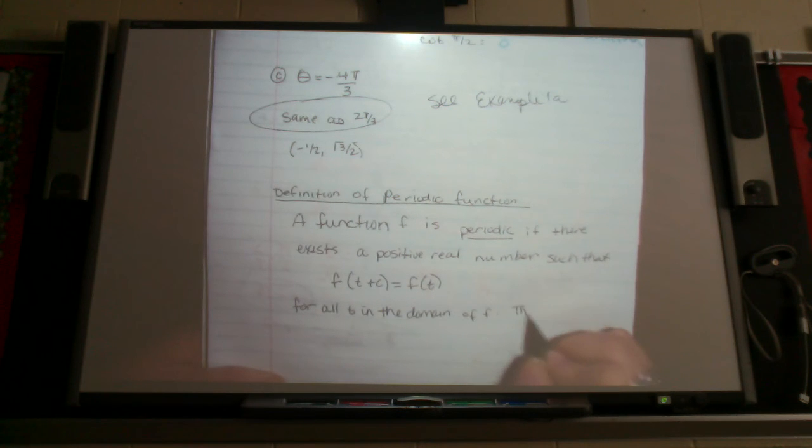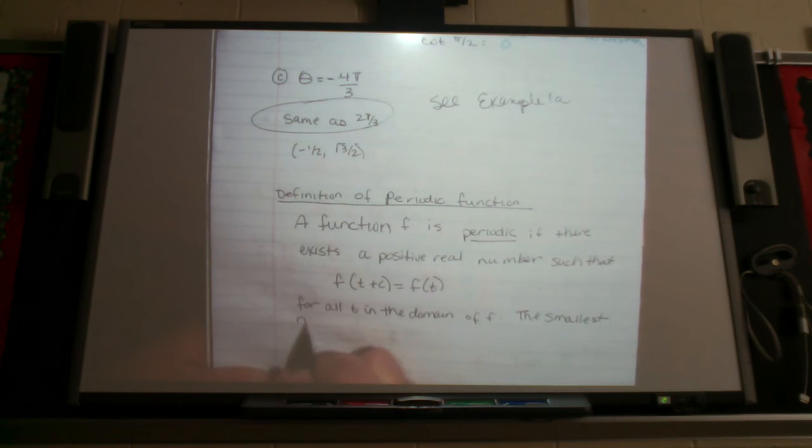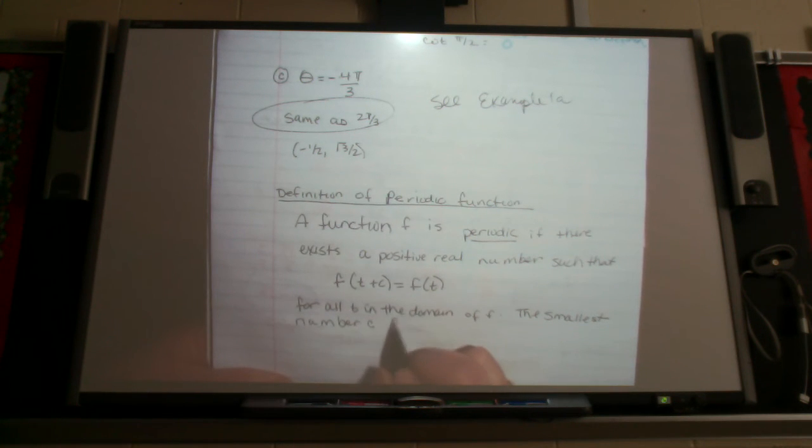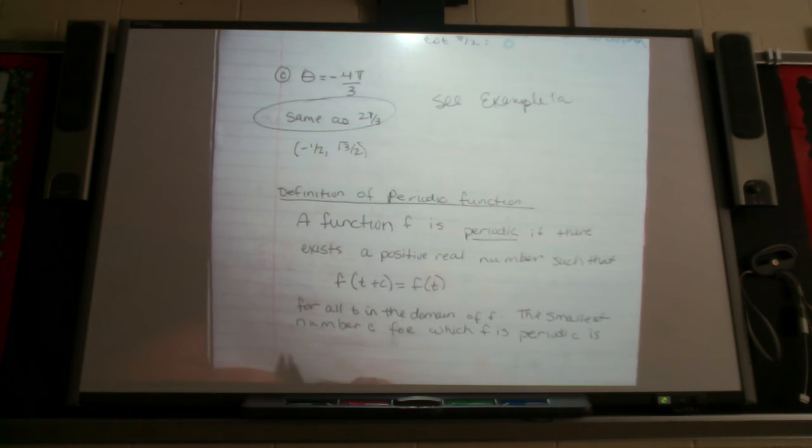The smallest number c for which f is periodic is called the period.